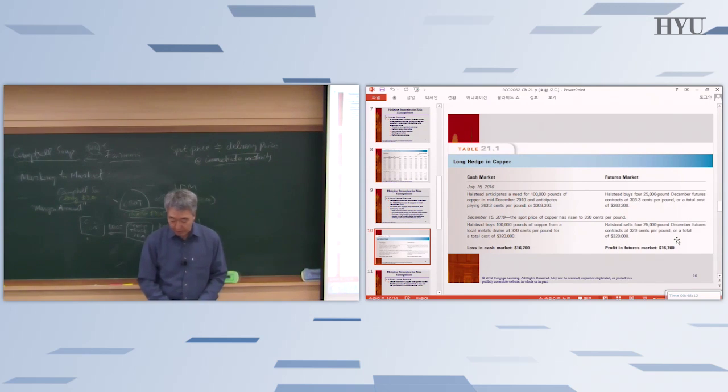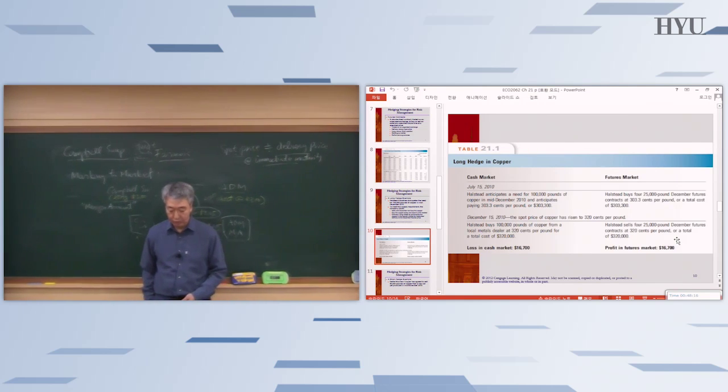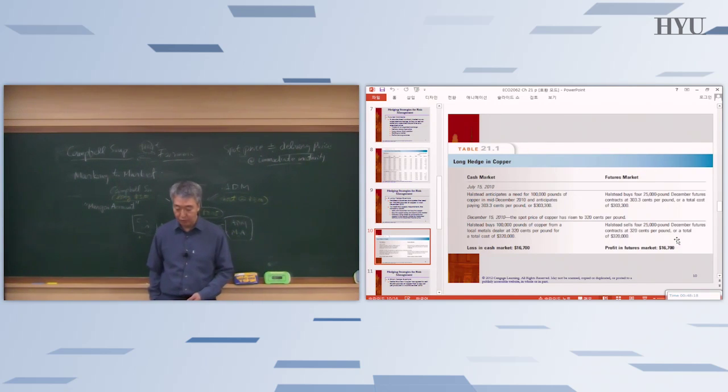So that's the idea of long hedging, right? You can hedge your risk by purchasing the future, and that was the hedge against what? Price rise. You could protect yourself against the price rise by getting into long hedging.